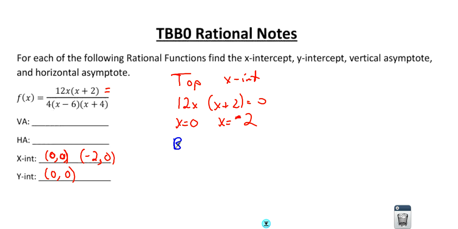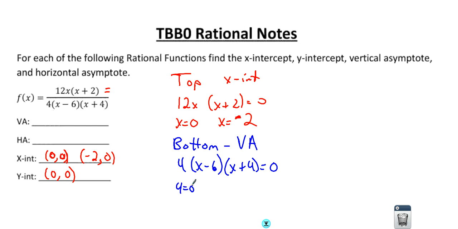Then the bottom. The bottom gives us our vertical asymptotes. So setting it equal to 0, 4 times x minus 6, x plus 4 equals 0. The 4 equal to 0 does not give me any vertical asymptotes, just my positive 6 and my negative 4. So my vertical asymptotes are x equals 6 and x equals negative 4.